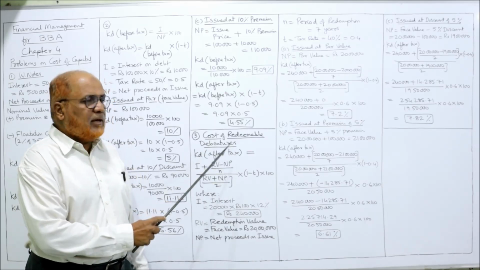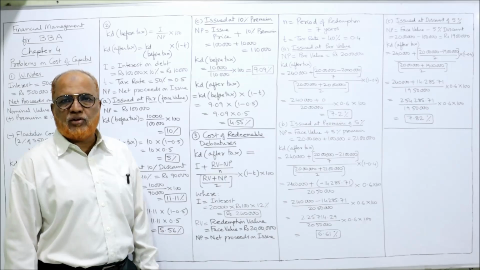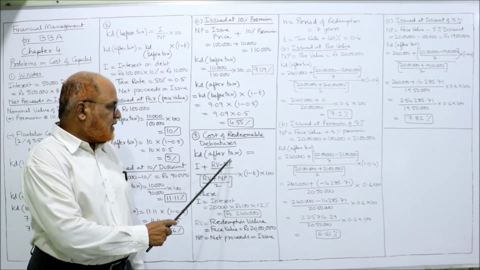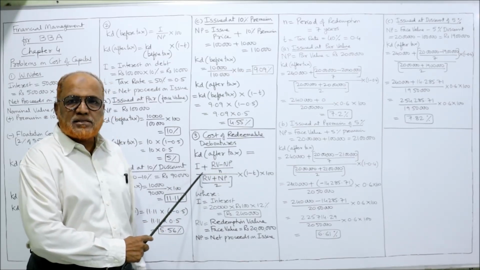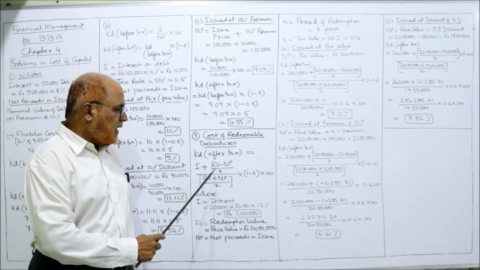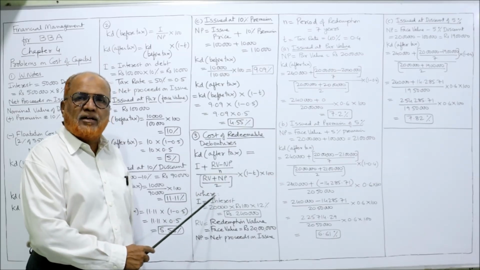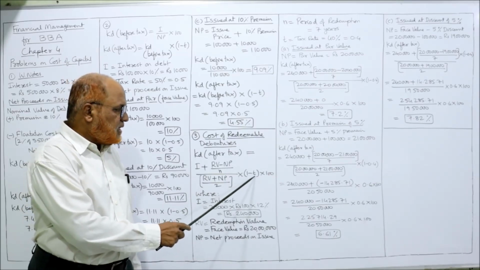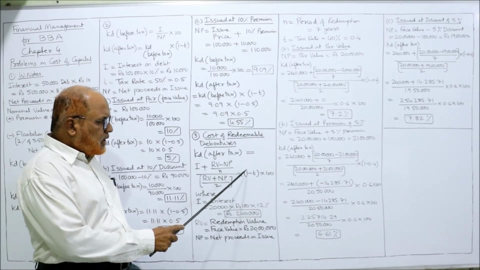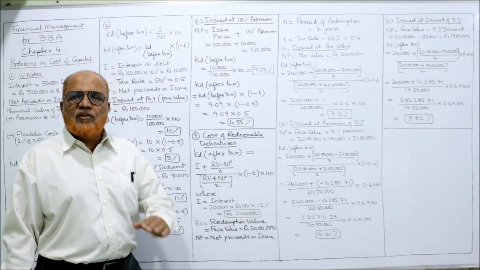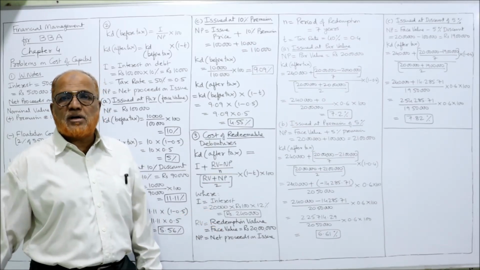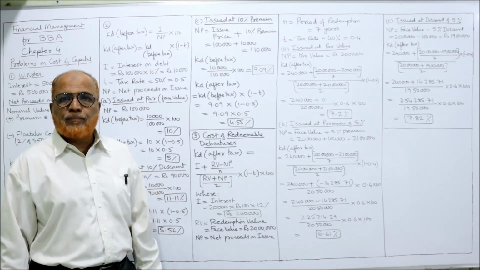So here, cost of redeemable debentures. The formula will get changed. KD after tax. KD is the symbol for cost of debt. After tax is equal to I plus RV minus NP divided by N, whole divided by RV plus NP divided by 2 into 1 minus T into 100. This formula will give you after tax. The only thing, if you do not multiply 1 minus T, you will get before tax. If you multiply with 1 minus T, you will get after tax. That is the difference. But some new concepts are introduced here: RV, NP, N, right?